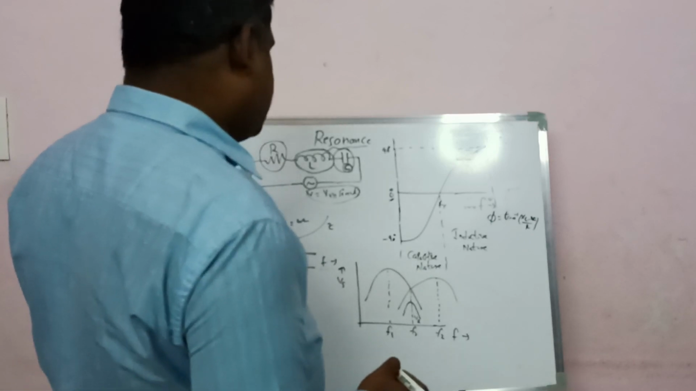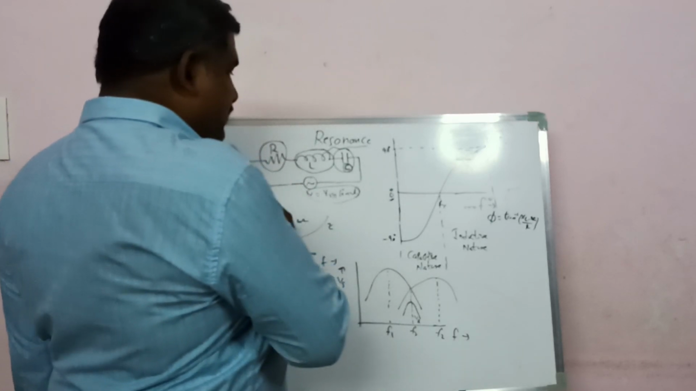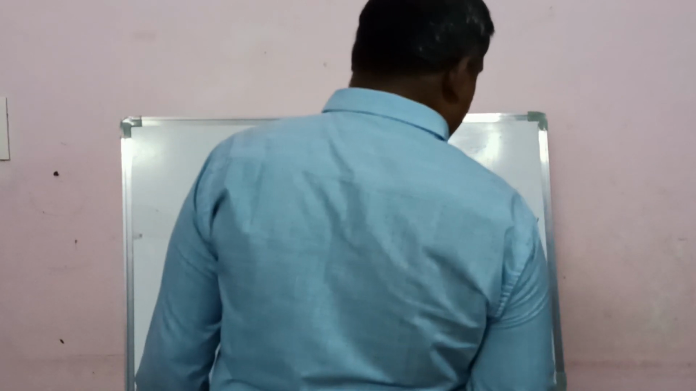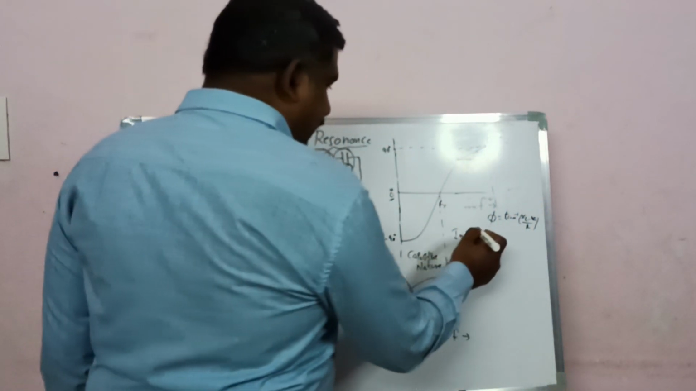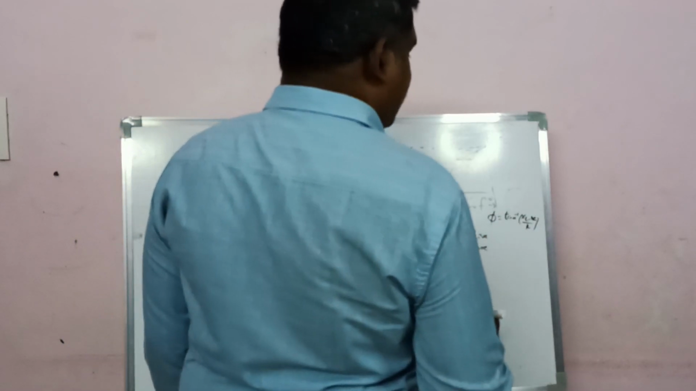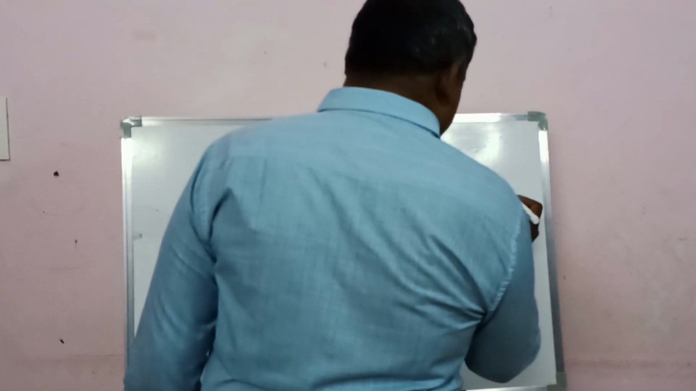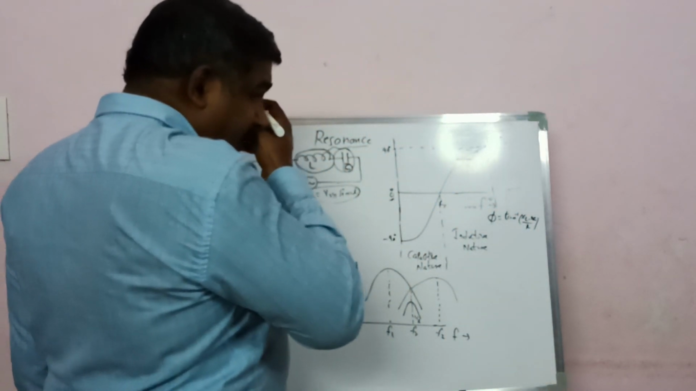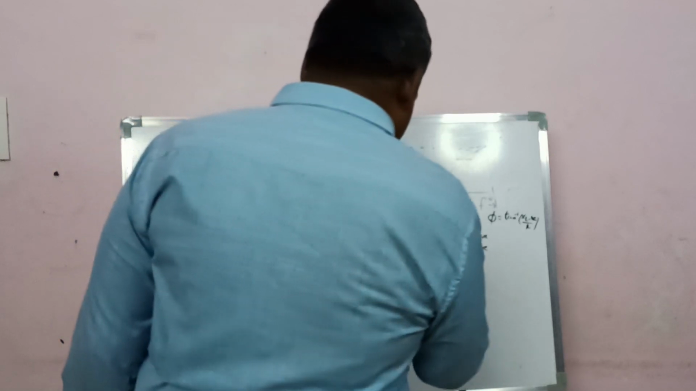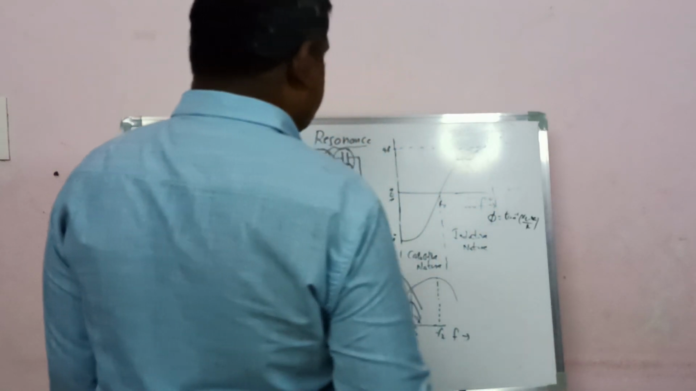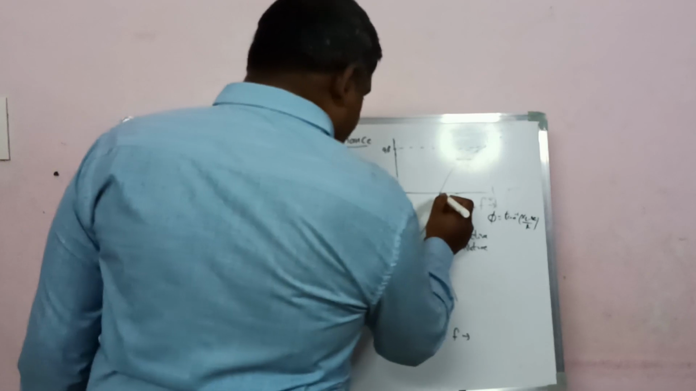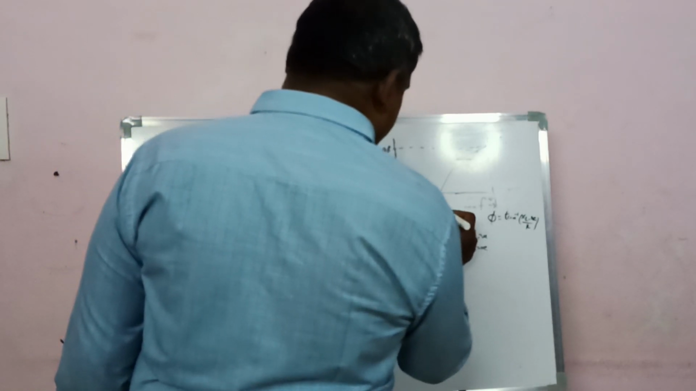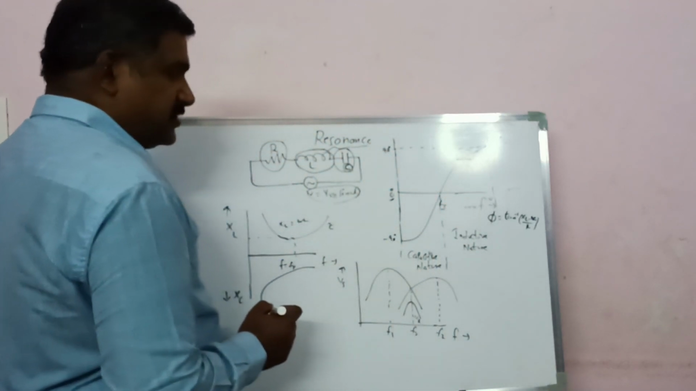resonance. When resonance occurs, the value of XL is equal to XC, so XL minus XC will become 0. So we need to take the angle for tan 0, which will be equal to 0 degrees, because tan 0 is 0. It starts from 0 degrees. So the value of the angle at FR frequency will be 0 degrees.